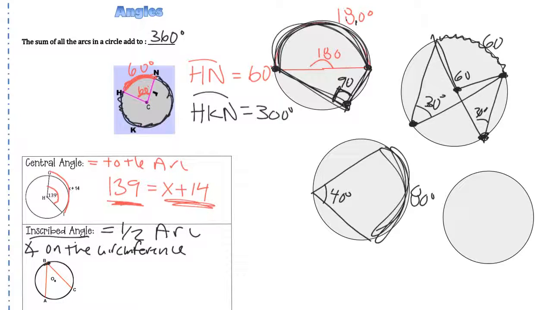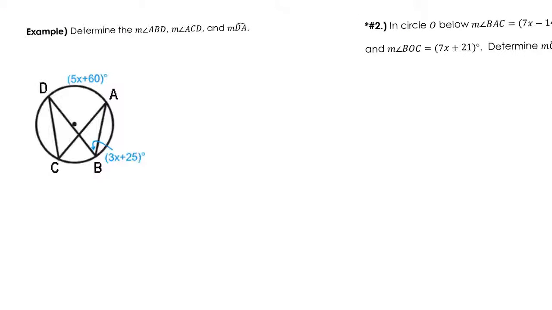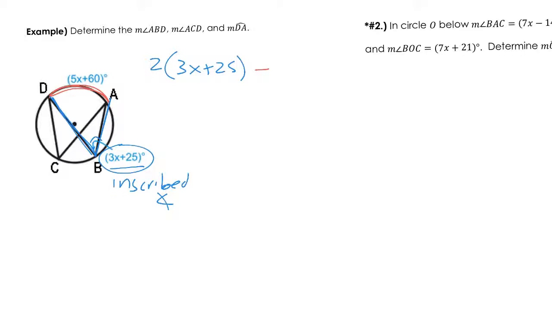Now let's try an actual example. So here they give me a few things. I see that I have an arc DA and it's 5x plus 60. I also have an angle ABD is 3x plus 25. This is an inscribed angle. So I know that the inscribed angle is not equal to the arc. That would be a central angle that's equal to the arc. I have to multiply my inscribed angle times 2 to get it equal to my arc, 5x plus 60.